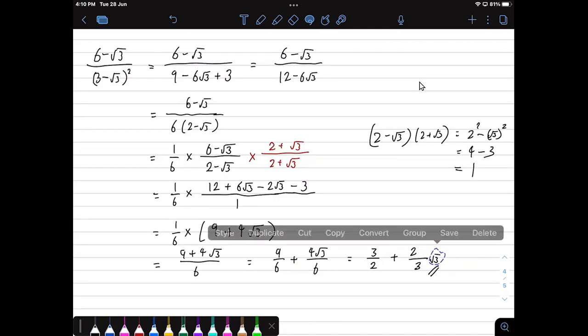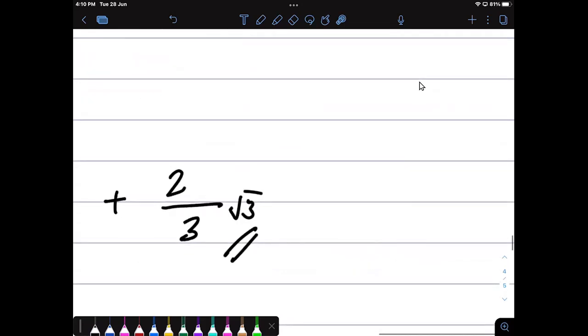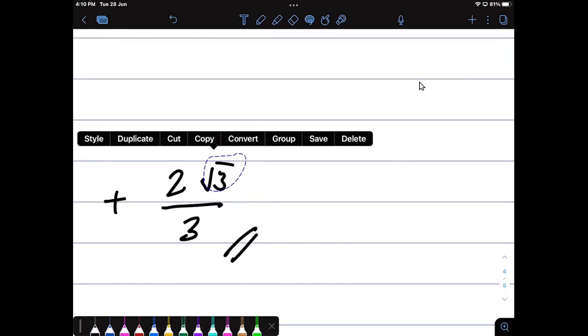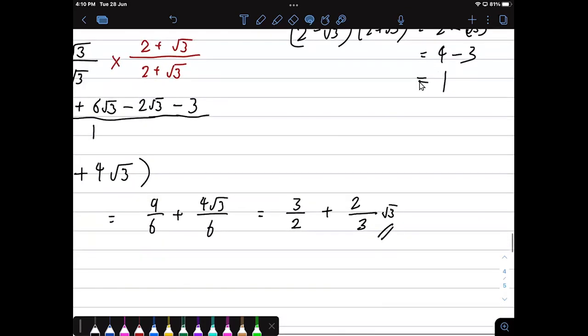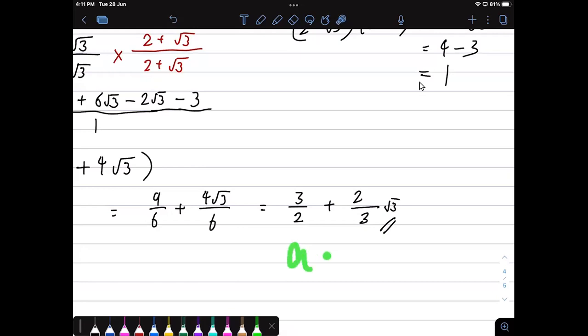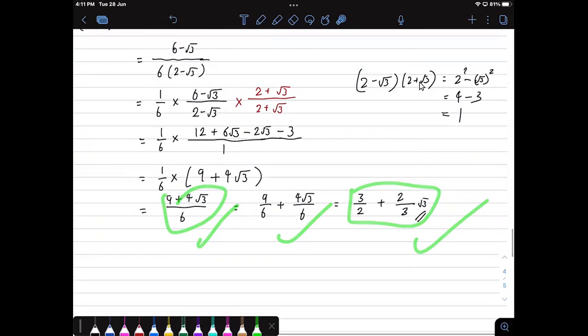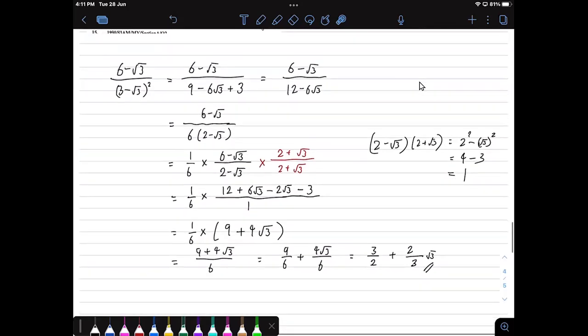Bring the root 3 a bit more to the middle. Don't write it so low. Write it a bit more to the middle or put it on top directly. Okay? You get the a plus b root c format. Not required in all questions. This is fine. This is also fine. This is also fine. Okay, that is method 1, by expanding directly.